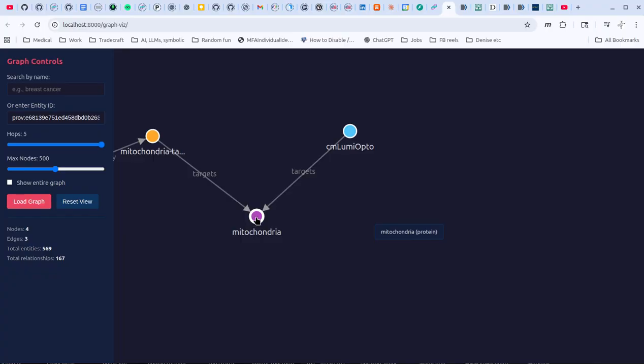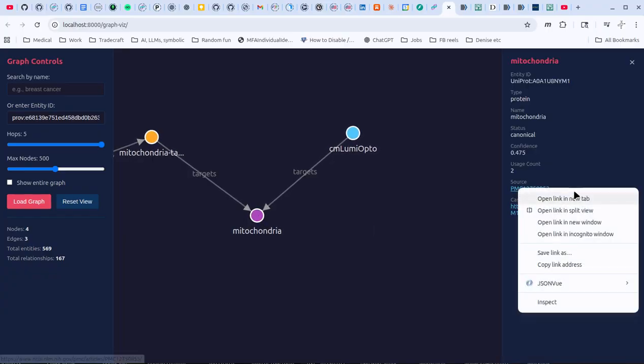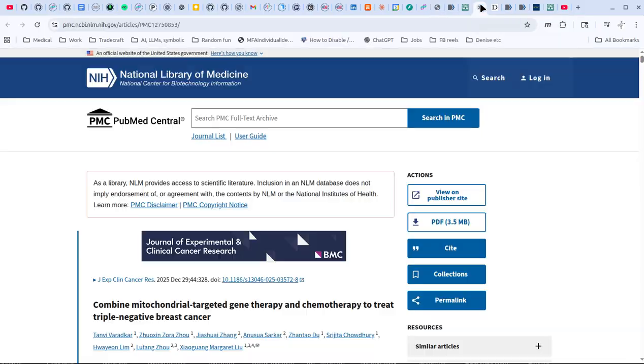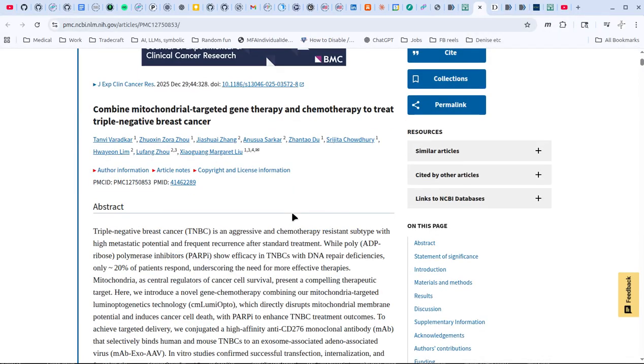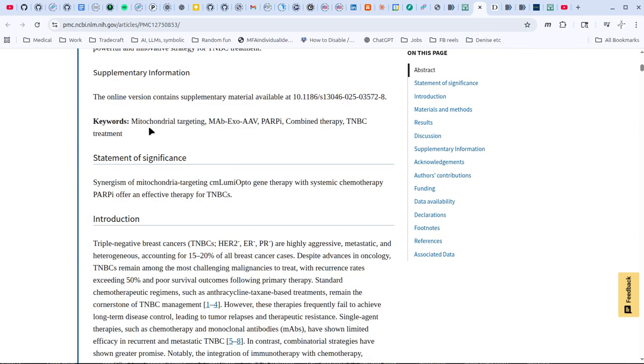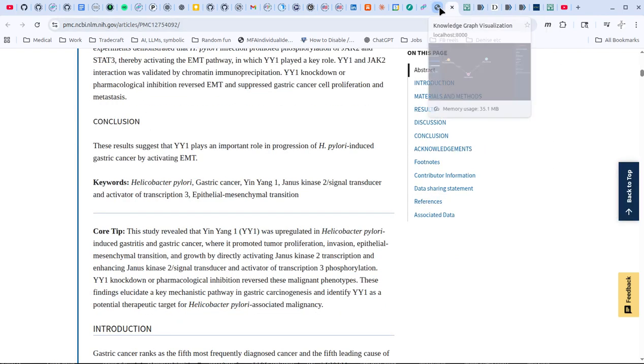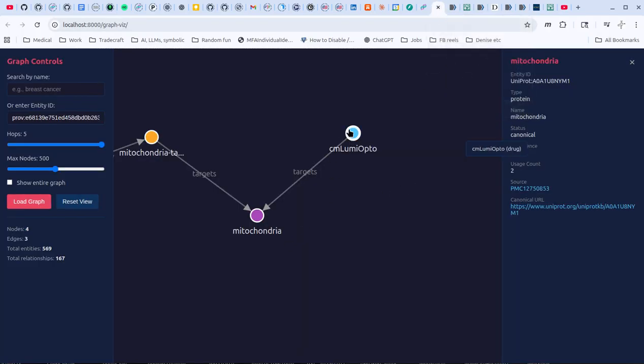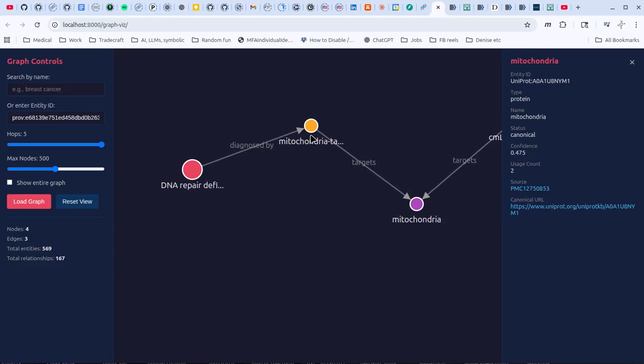Let's take a quick look at mitochondria. All right, so here's the paper that's mentioning it. Mitochondrial targeting. All righty. All right, go back here. Oops, not that one. This one. This, I'm guessing, that's a drug. This is a procedure, gene therapy, which targets mitochondria, not too surprising. DNA repair deficiencies would be targeted by this gene therapy, or diagnosed by.